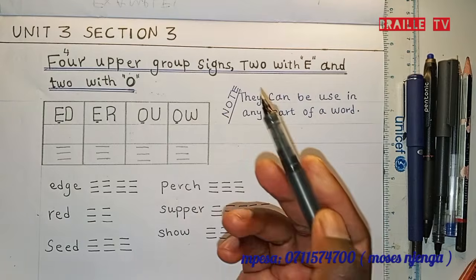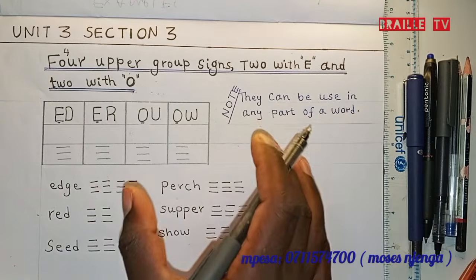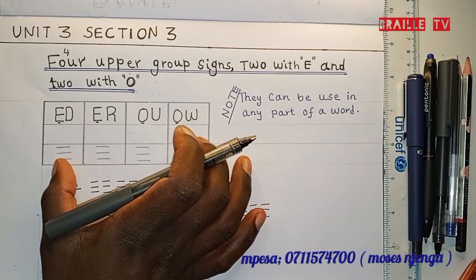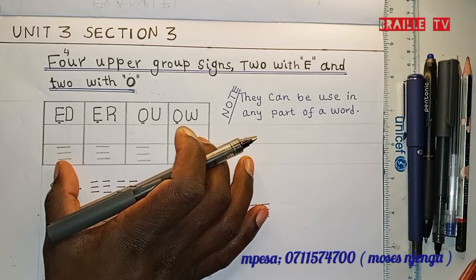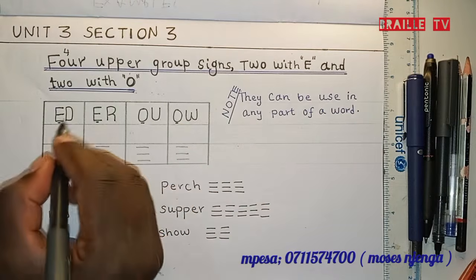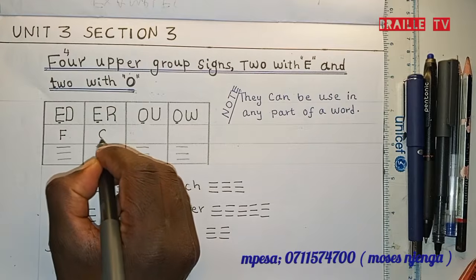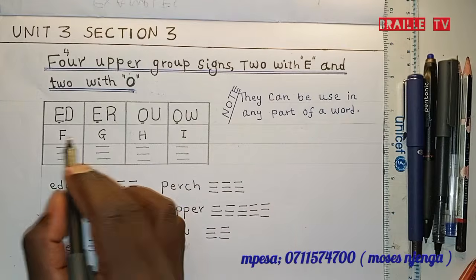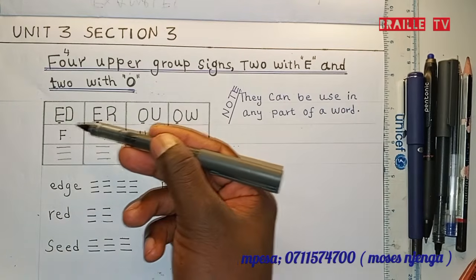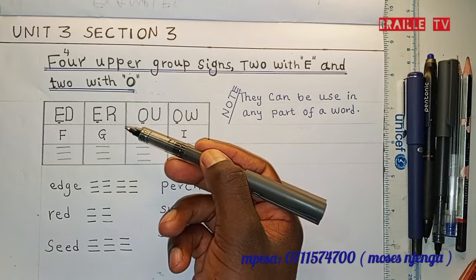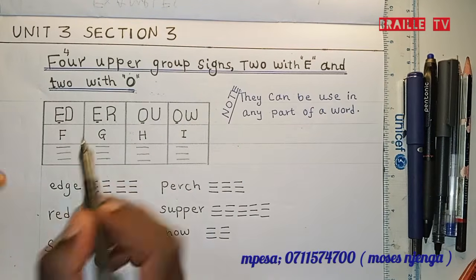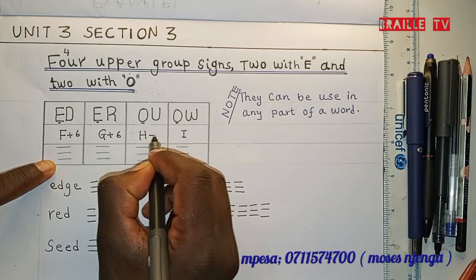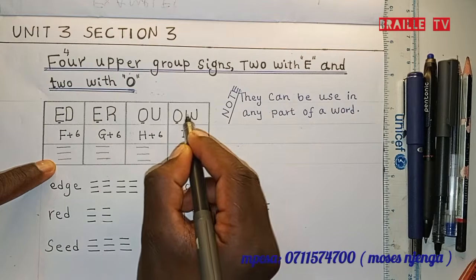Now how do we get them? Teachers, these 4 upper group signs, 2 with E and 2 with O, we get them by using letters of the alphabet F, G, H, I. We use these 4 letters of the alphabet to get these upper group signs, whereby we add dot 6 to each letter so that we get these group signs.